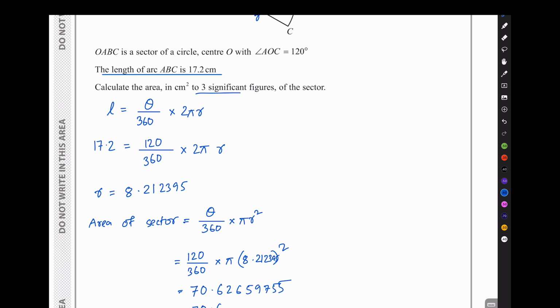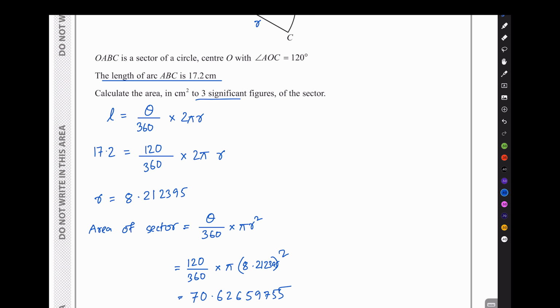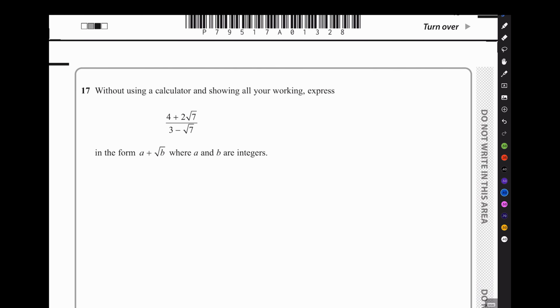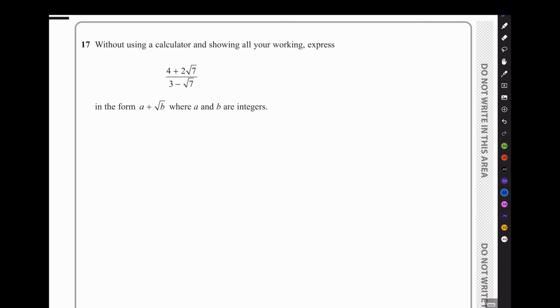Let me just check. I hope it is correct. I'm going to check it at the end, without using a calculator. These are always exactly the same kind of question, so please do not make any mistake in questions like these.